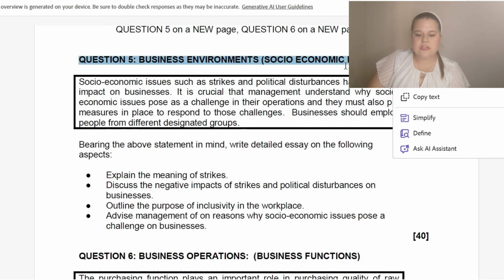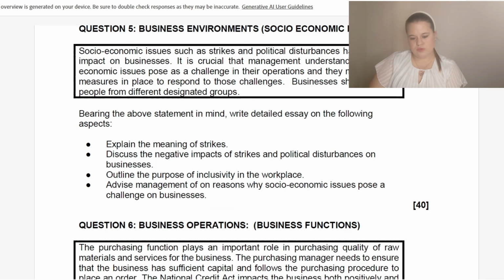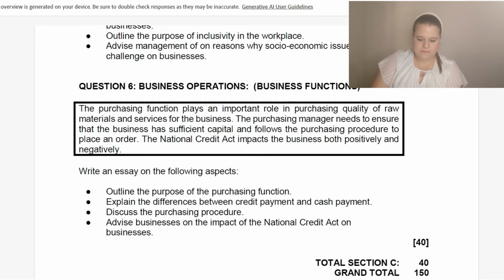Question 5 is socio-economic issues. So it's going to be anything within socio-economic issues. Do you see, once again, moving back, business environments. So here we have, explain the meaning of strikes, discuss negative impacts of strikes, outline the purpose of inclusivity, advise management on reasons why socio-economic issues pose a challenge on the business, 40 marks.